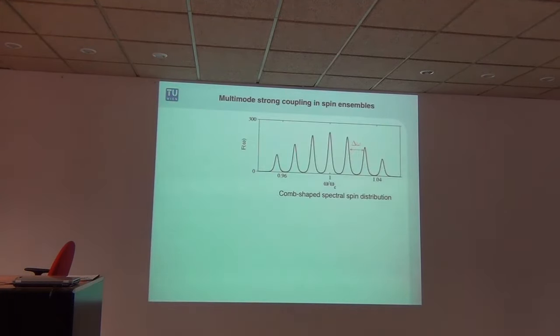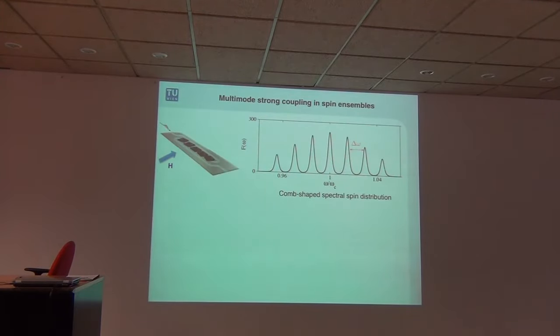Okay, so now back to the multimode strong coupling. Now I want to see whether I can also get pulse revival in this regime. So in this regime, to get the pulse revival, what I first do is distribute my atoms in this spectral comb, an atomic frequency comb. And you can see the atoms are distributed around a central frequency around these 7 peaks. So these are not just single atoms at this point, these are 7 sub-ensembles of atoms.